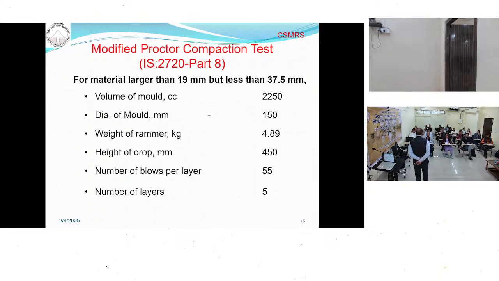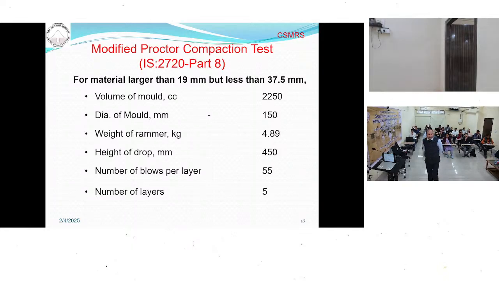Again, if the particle size is more than 19, we have to use the 150 mm mold, and here again a 4.89 kg rammer. It will fill again 5 layers, but every layer will get 55 blows.